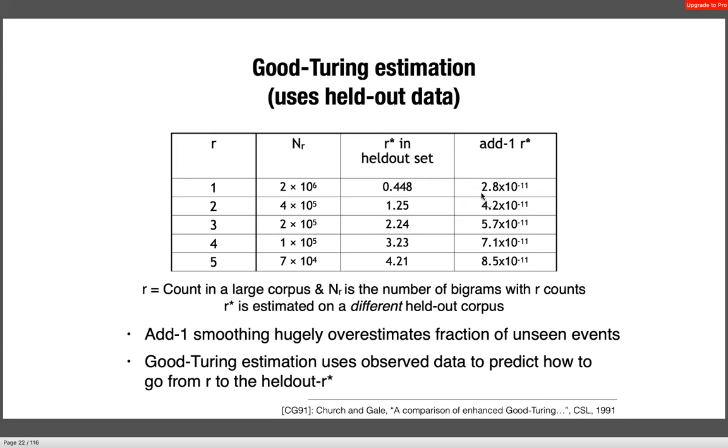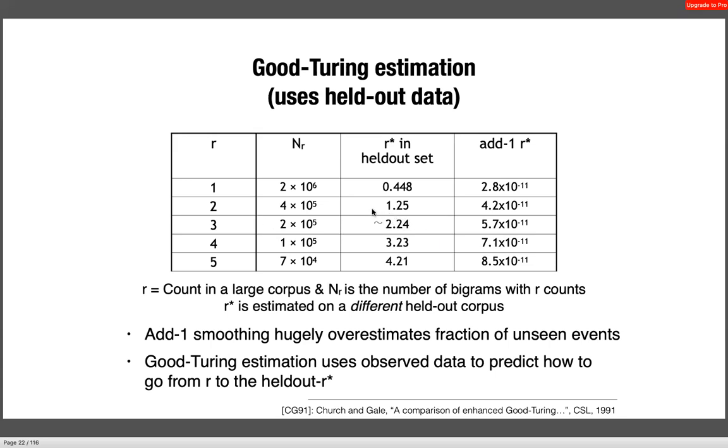But look at how it compares with the R star when you use add one smoothing. If you use add one smoothing, here is what the discounted counts look like for these original ngrams, which were appearing with a count of 1. Now they will be appearing with a count of 2.8 times 10 raised to minus 11. Here the vocabulary size is very large, which is why you see these really small values in the add 1 R star. So you can see that these values are really large overestimates of the fraction of unseen events. And the Good Turing R star, which was actually estimated on a held out set, is lesser than R, but it's much more controlled.